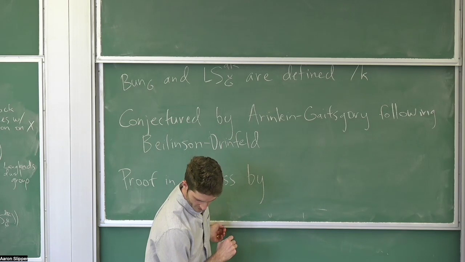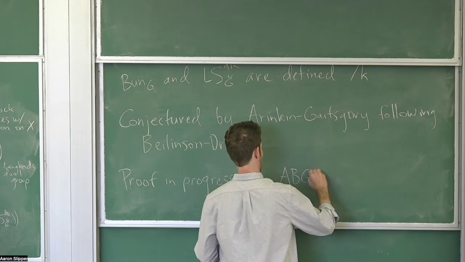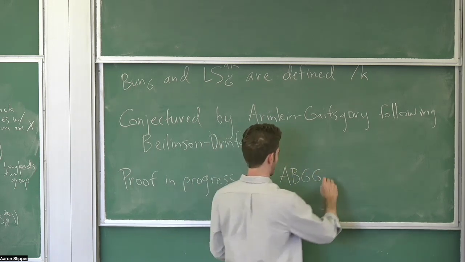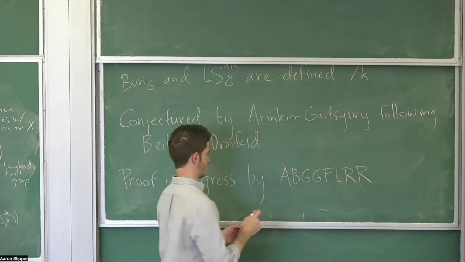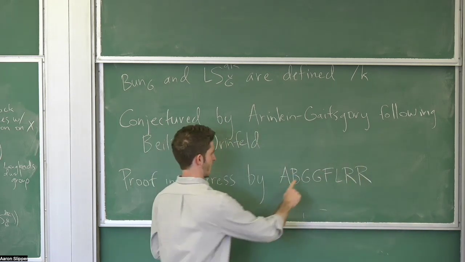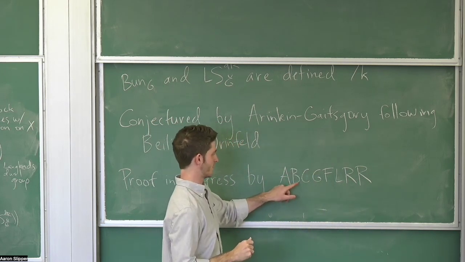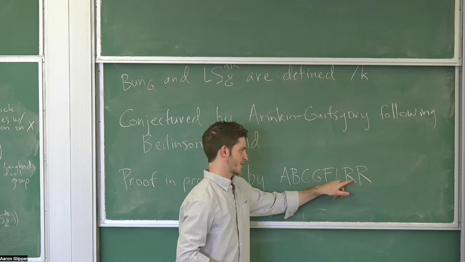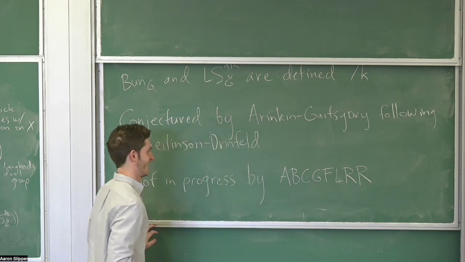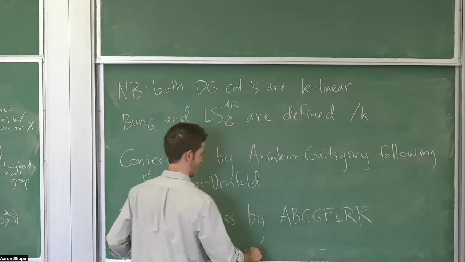I won't write all the names because you thought six authors was bad. There are eight of them. Is it this C? Yeah, sorry, that should be C. Thank you. Arinkin, Beraldo, Chen, Gaitsgory, Faergeman, Lin, Raskin, Rozenblyum. Okay. Check Dennis's website, please.